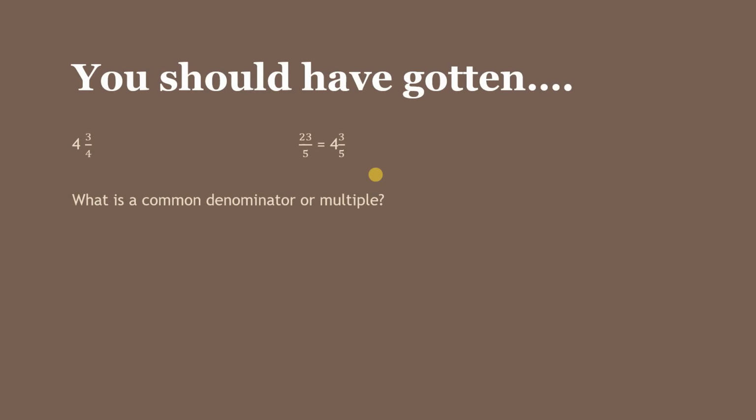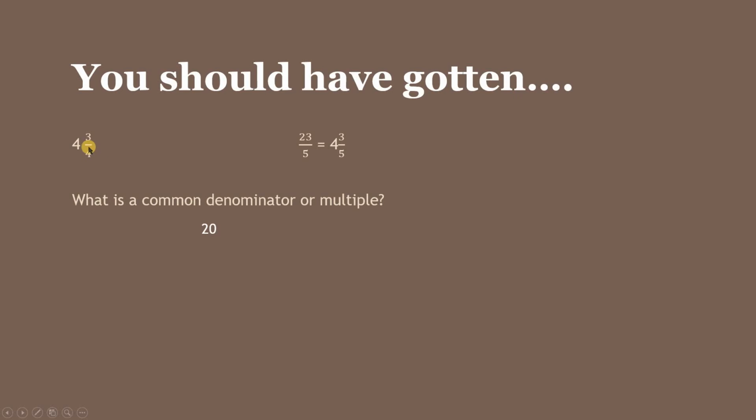Alright, so let's go over the problem together. You should have gotten 4 and 3/5 whenever you converted this improper fraction into a mixed number. What is a common denominator or multiple that they both share? Well, a good way to do this is just to do 4 times 5, because I know that those will both go into each other. 4 times 5 is 20. So I know I can change each of those denominators into 20.